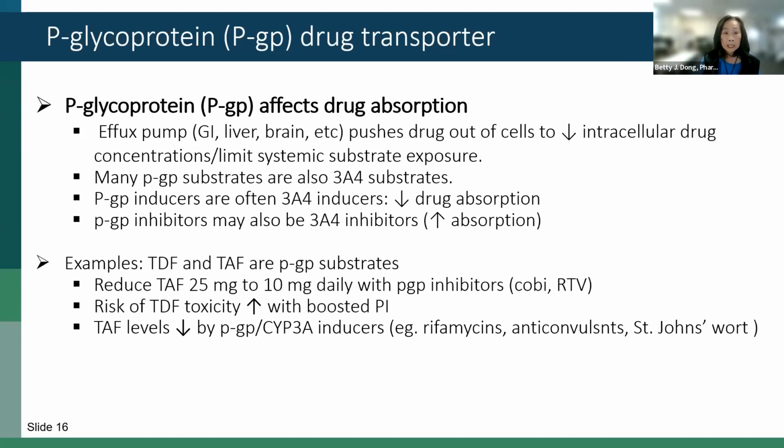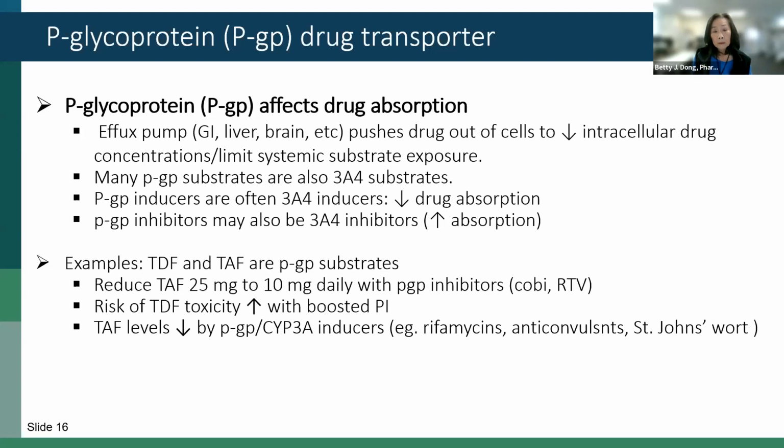You will find that many PGP substrates are also 3A4 substrates, and that's because the co-receptors kind of overlap. And we'll also see that many PGP inducers are also 3A4 inducers, and their overall effect is to reduce drug absorption. Conversely, PGP inhibitors can also be 3A4 inhibitors, and the effect here is to increase absorption.